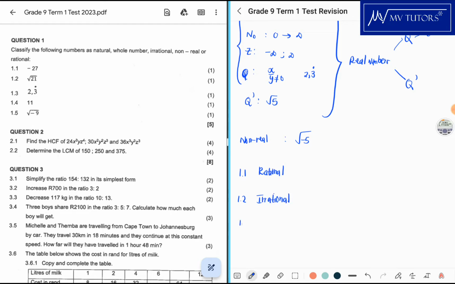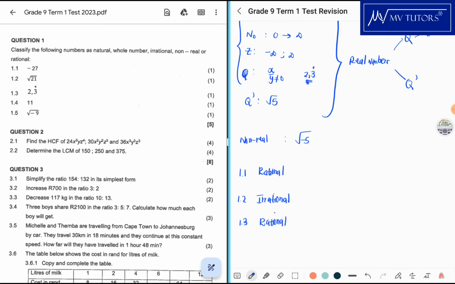Then 1.3, we have 2.3 recurring. I used that as an example earlier without even realizing it; I must have seen it before, hence my mind remembered. So 2.3 recurring is a rational number.